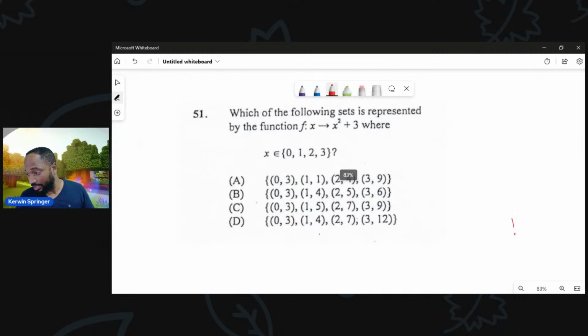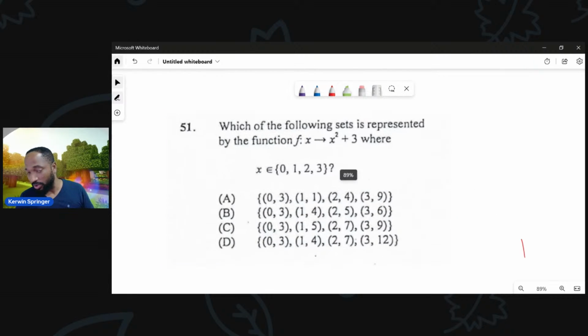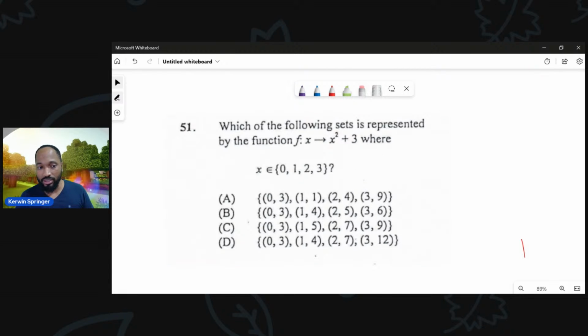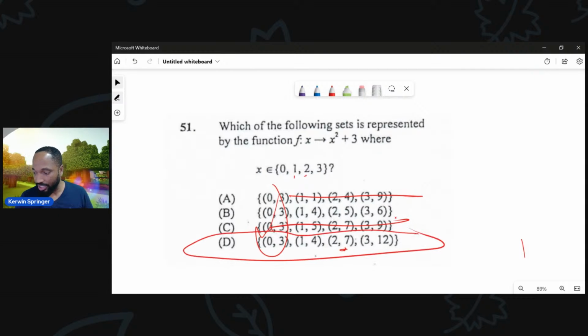Which of the following sets is represented by the function f of x? So I need to square it and add 3. This is the domain. Square it and add 3. All of them are the same thing here. Square 1 and add 3: 1 squared is 1, plus 3 is 4. Let me just check this. 2 squared, add 3. 2 squared is 4, 4 plus 3 is 7. All day, every day. D is the way to go.